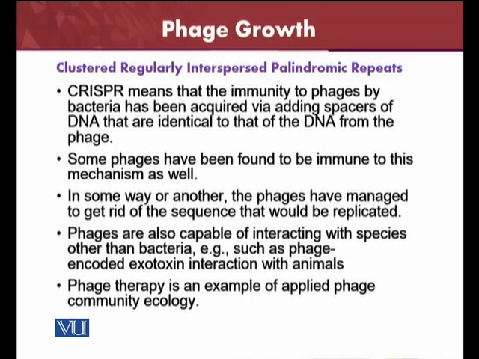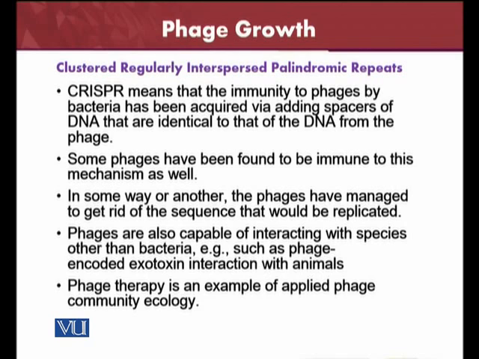Clustered regularly interspersed palindromic repeats. This is also called CRISPR. These are specific DNA sequences. CRISPR means the immunity to the phages by the bacteria has been acquired via adding spacers of DNA that are identical to that of the DNA from the phage. So this is just a cluster, which is composed of some specific base pairs of the DNA. And immunity to the phages by the bacteria will be acquired by adding the spacers of the DNA.